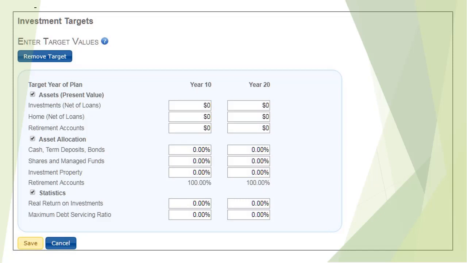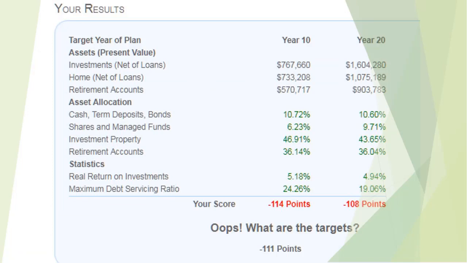Here's a tip. If you save the panel before entering any information and then click on the button Compare Results, you will see the actual results of the plan. Note that the dollar values are in present value at the end of the year, and the investment return is the real return where you have an inflation rate of 2.5%.